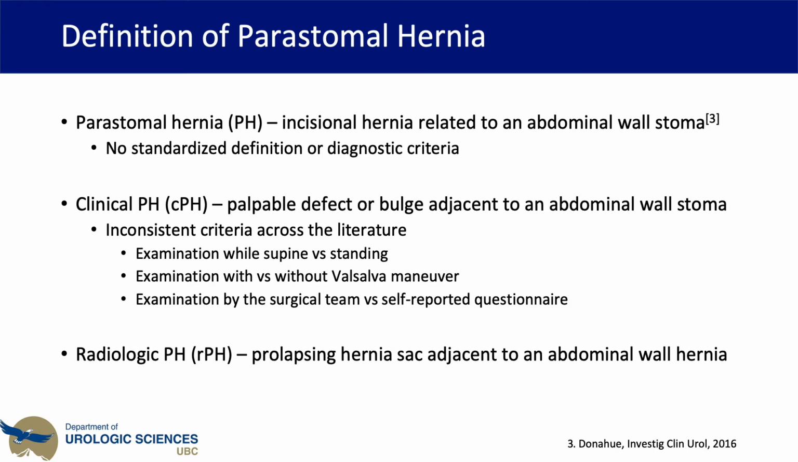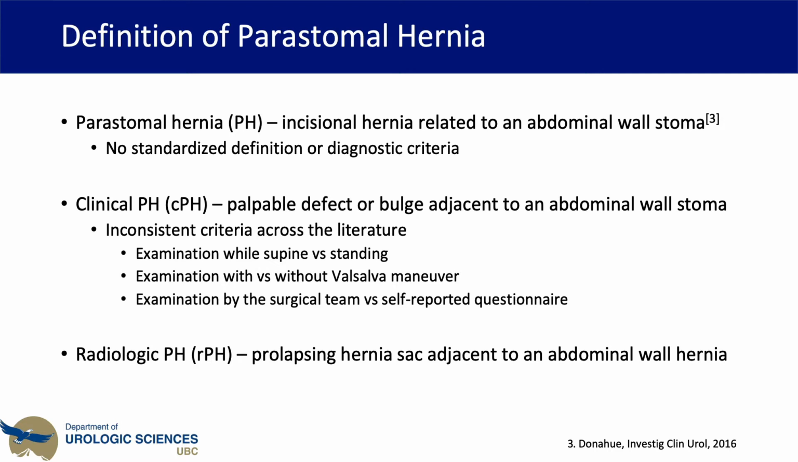We'll move forward now to talking specifically about parastomal hernias. First, trying to define parastomal hernias is not easy. So there's no standardized definition or diagnostic criteria. In the most general sense, an incisional hernia relating to abdominal wall stoma is a good definition.